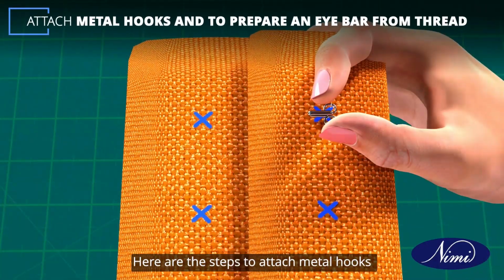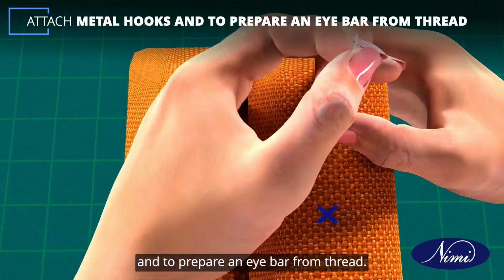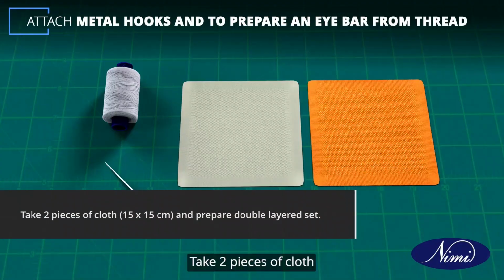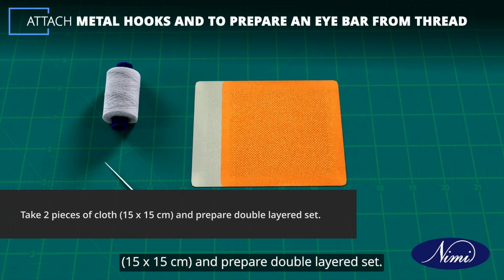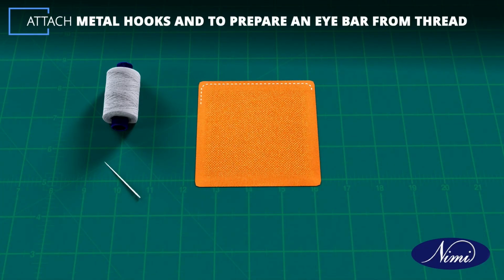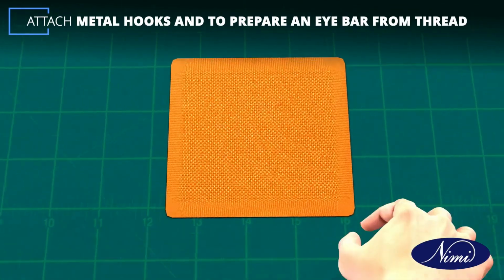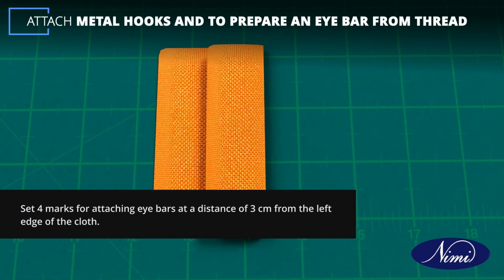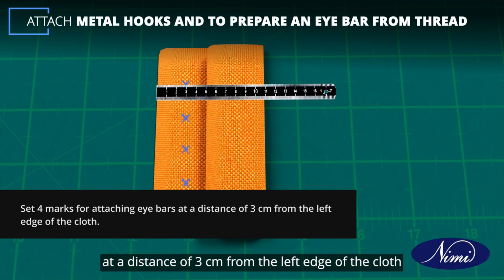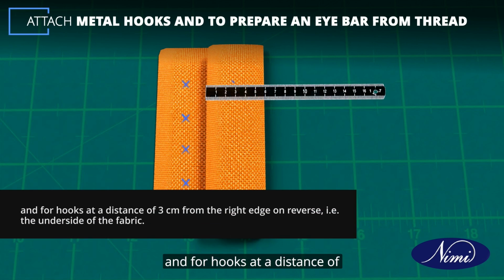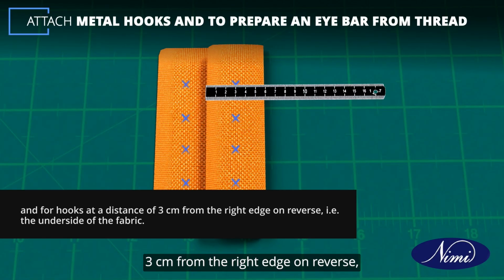Here are the steps to attach metal hooks and to prepare an eye bar from thread. Take 2 pieces of cloth, 15 by 15 centimeters, and prepare a double layered set. Set 4 marks for attaching eye bars at a distance of 3 centimeters from the left edge of the cloth, and for hooks at a distance of 3 centimeters from the right edge on the reverse, that is, the underside of the fabric.